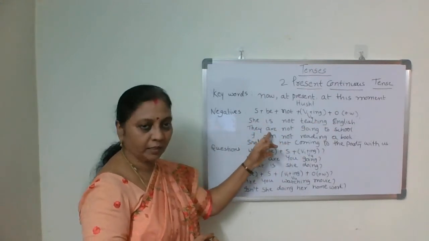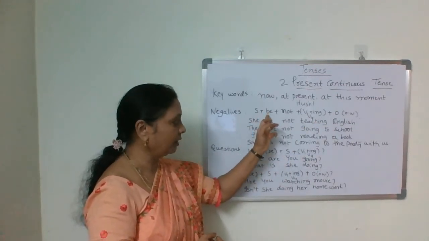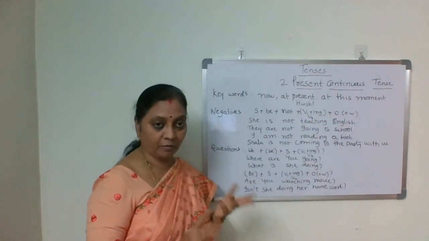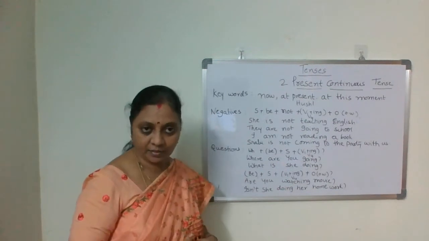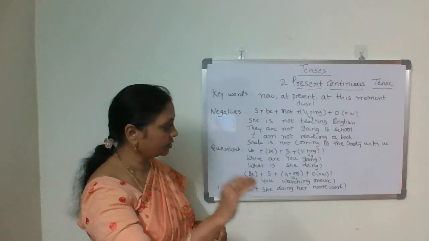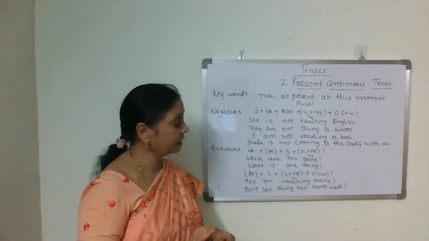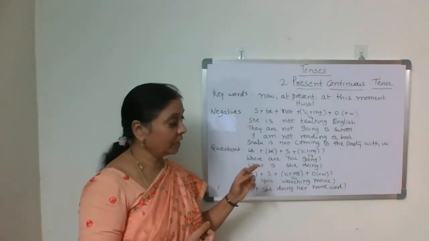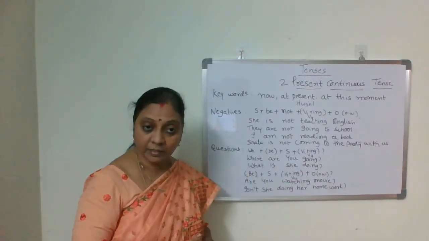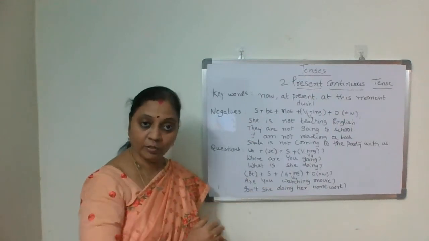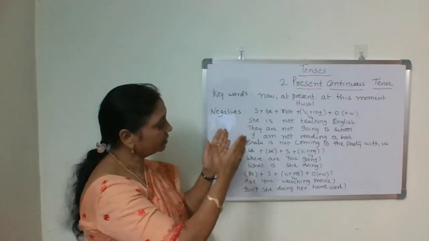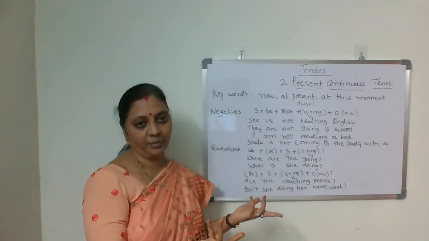So B form you take. After that, not. Subject plus B form plus not plus V1 plus ing form, any other words or object. She is not teaching English. They are not going to school. She is not writing the notes, or she is not writing the lesson. She is not listening to the class. I am not reading a book. Shalu is not coming to the party with us. They are not going there. They are not going to park. Like that. Only just by adding not, you get the structure.